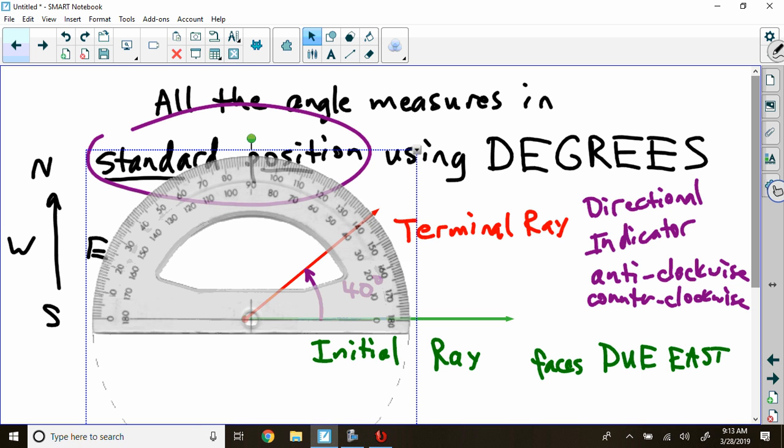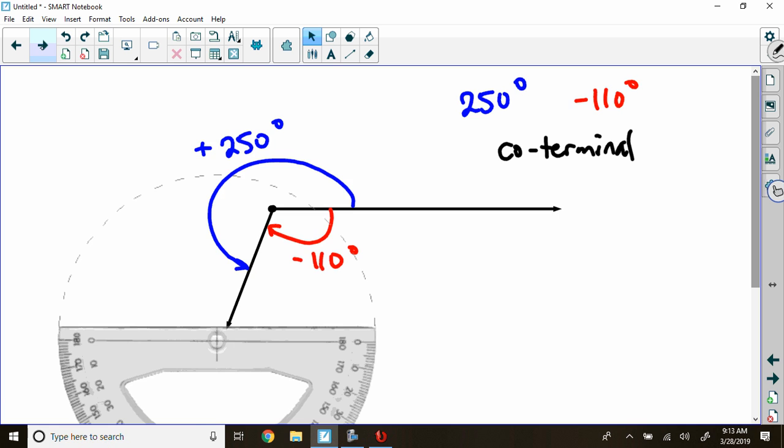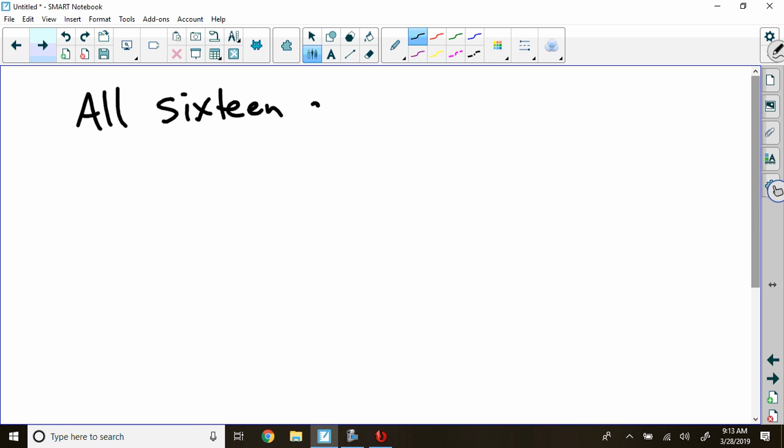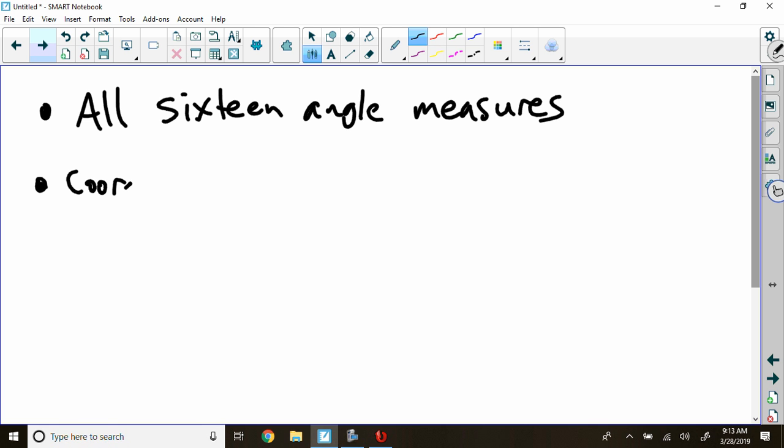Okay. The rest of this lesson today is going to be pretty easy. All we got to do today is talk about all 16 angle measures on the unit circle. So that's one of the two things that we're going to be doing. And then we are going to be looking at coordinates also, at what I like to call the poles.